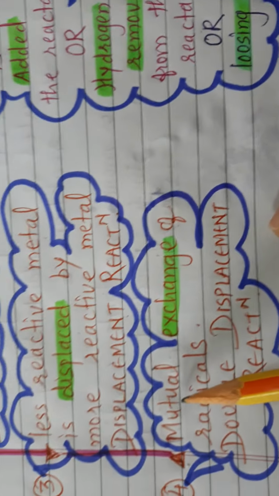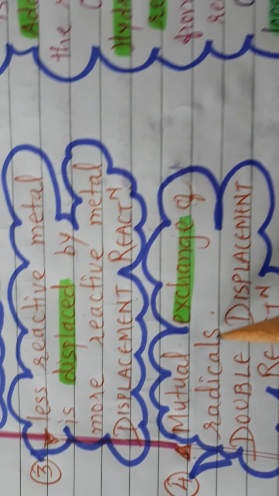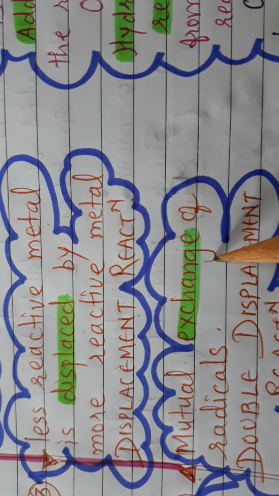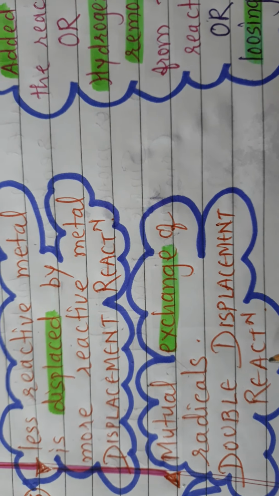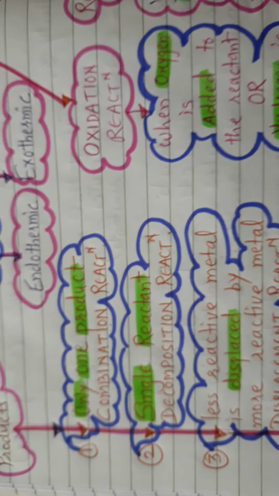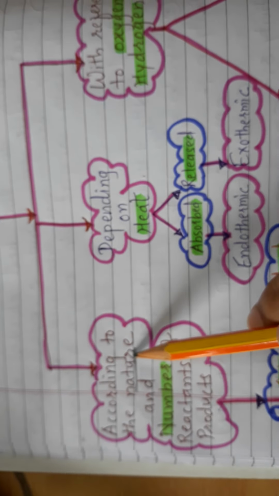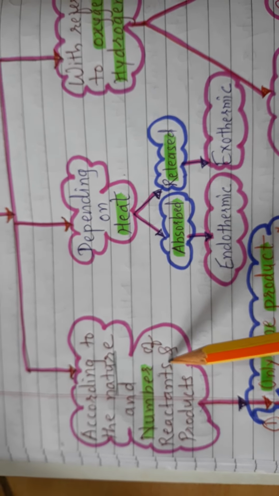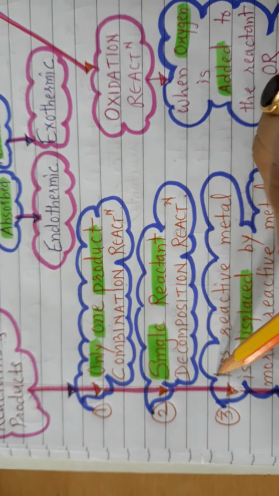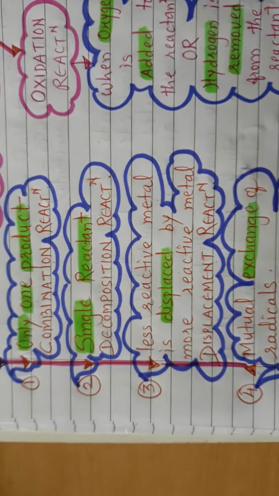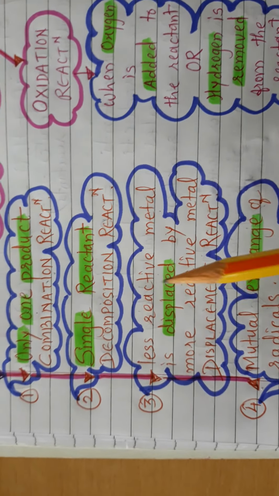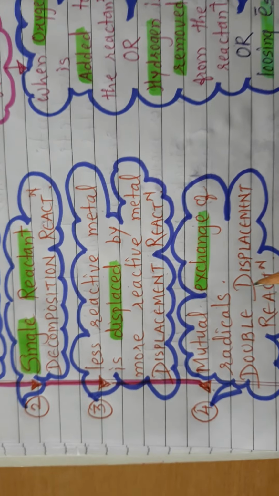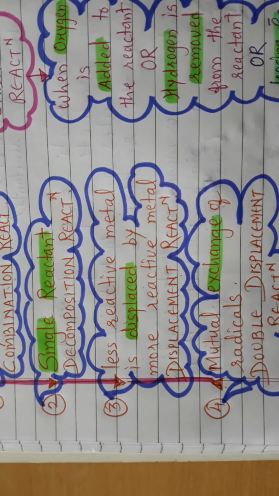Similarly, when there is a mutual exchange of radicals between the reactants, that type of reaction is called a double displacement reaction. So, thus, depending on the nature and the number of reactants and the products, these are the four types of chemical reactions: combination reaction, decomposition reaction, displacement reaction, and double displacement reaction.